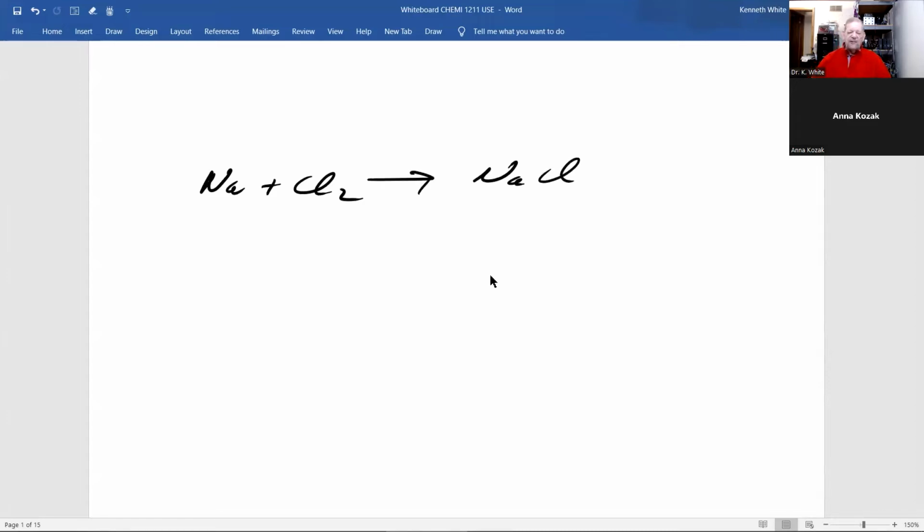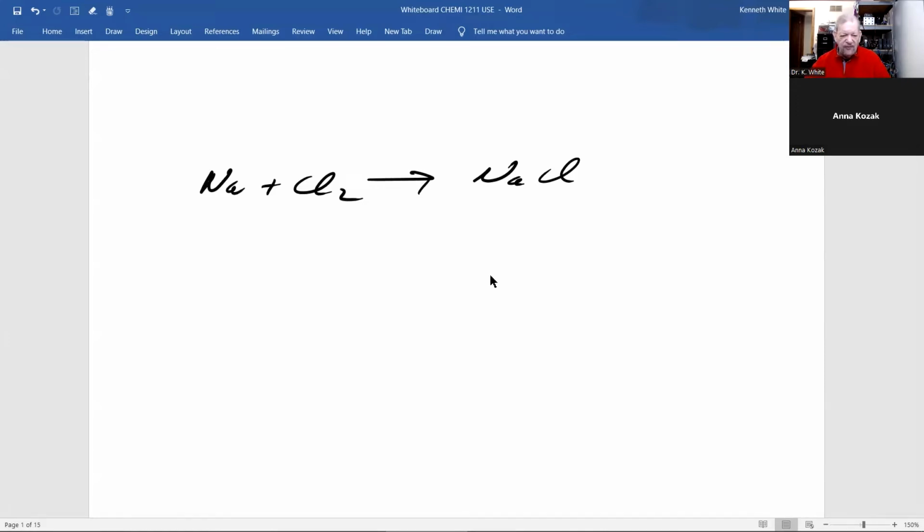On test number 1, I think there are 3 or 4, I'll have to check, balanced chemical equation questions. And when I put one on my test, you will always have to balance it. The answer "it's already balanced" will never be correct.